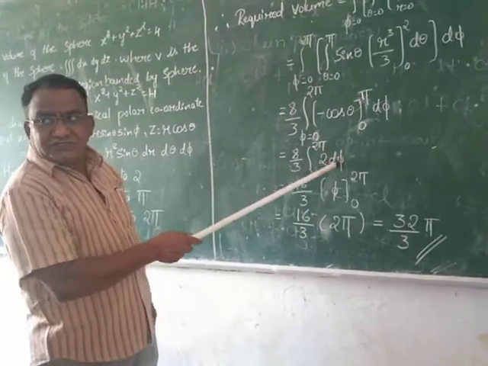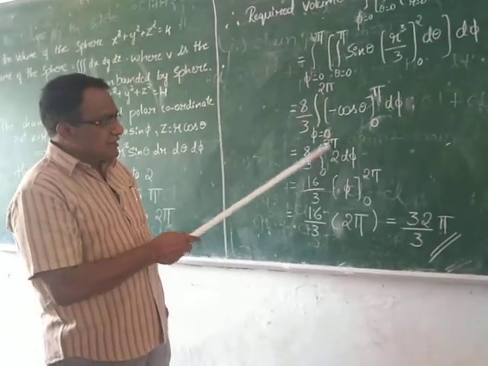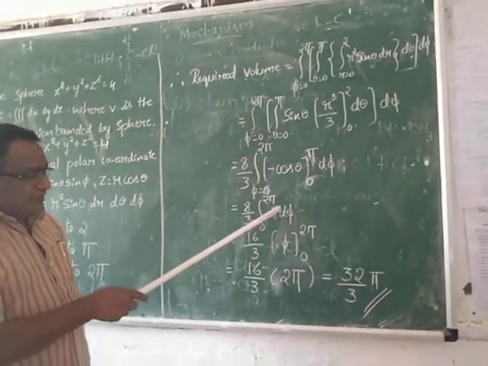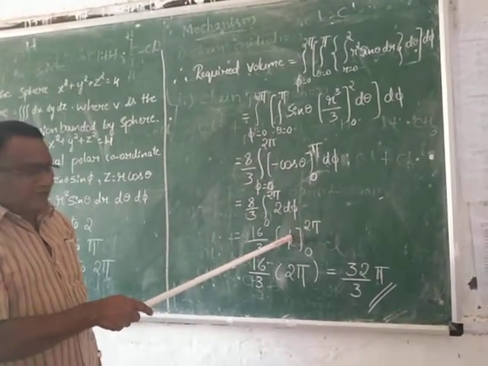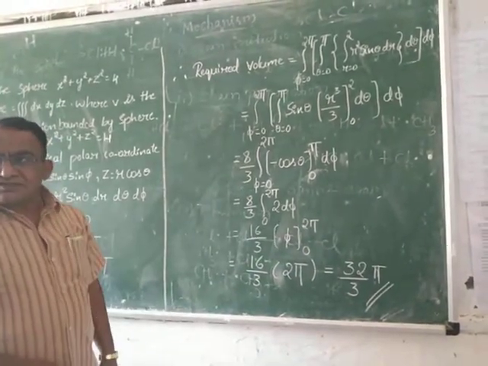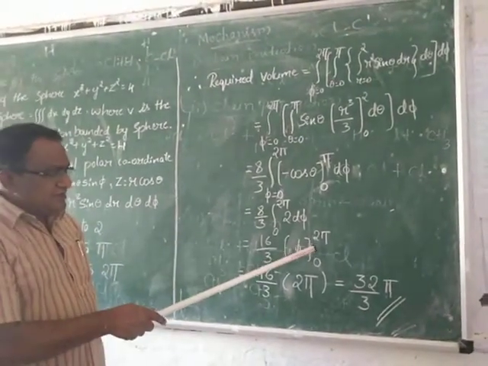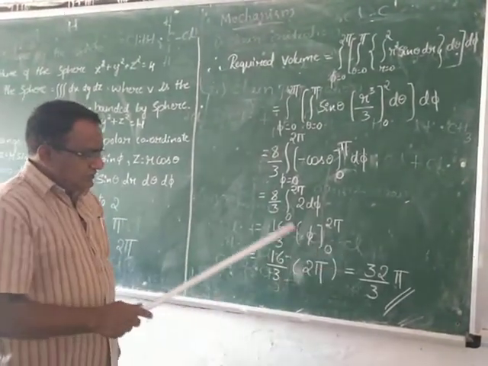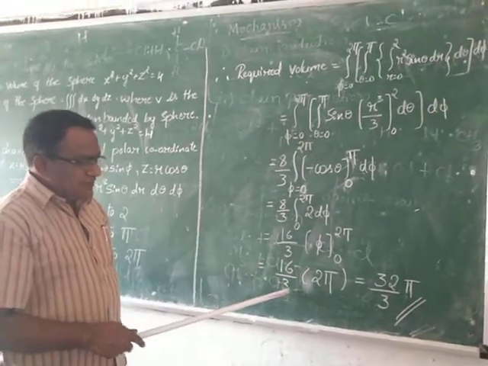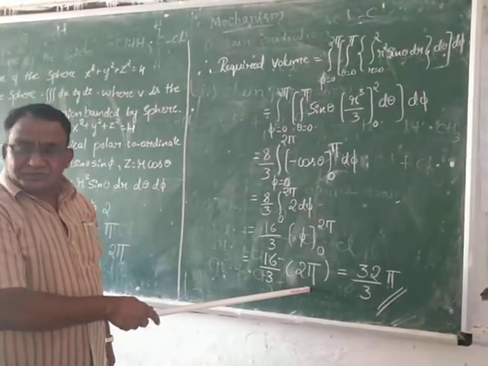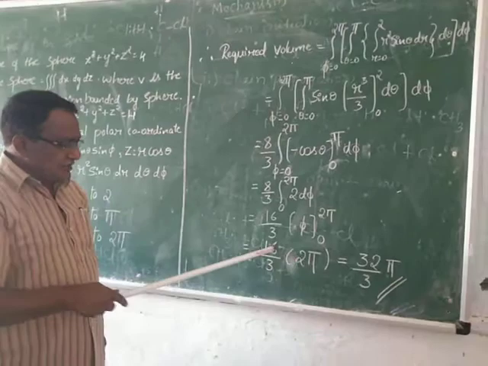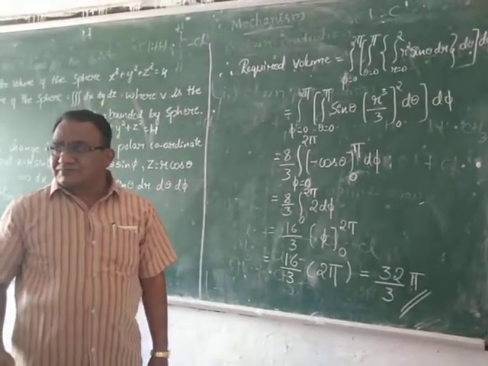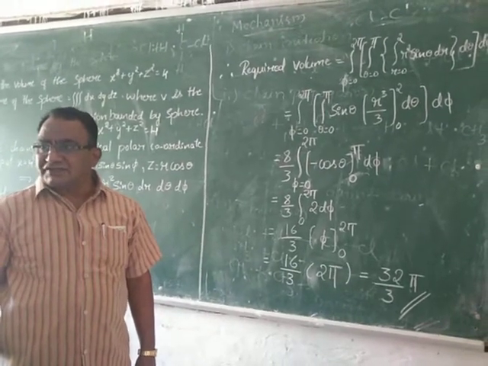It is plus 2 into d phi. And 2 is a constant. If I take it outside, 8 2s are 16 by 3. And integration of 1 with respect to phi is phi, and the limits are from 0 to 2 pi. Applying the limits, putting phi equal to 2 pi, it is 2 pi minus 0. So it is 16 by 3 into 2 pi minus 0, which is nothing but 2 pi, which is equal to 16 2s are 32 pi divided by 3. Is it clear?